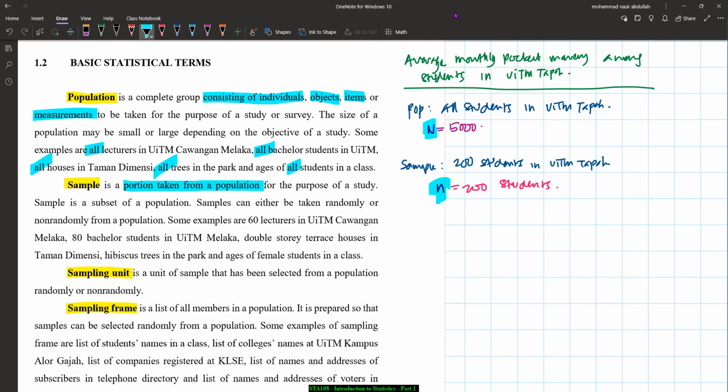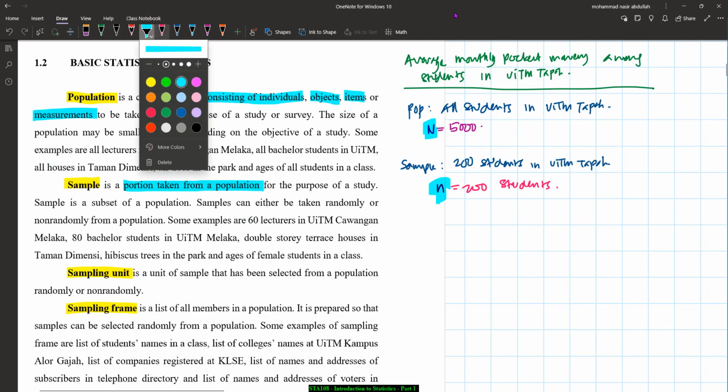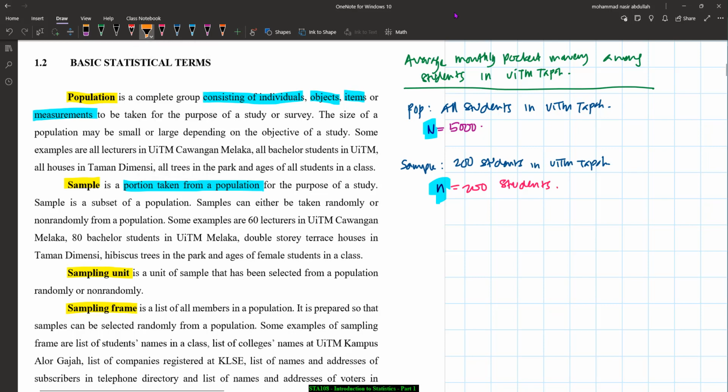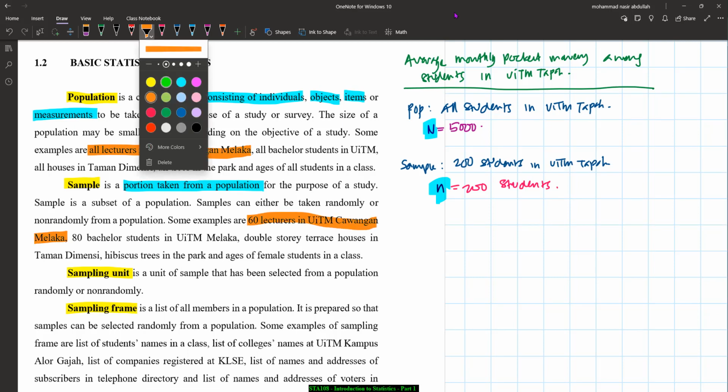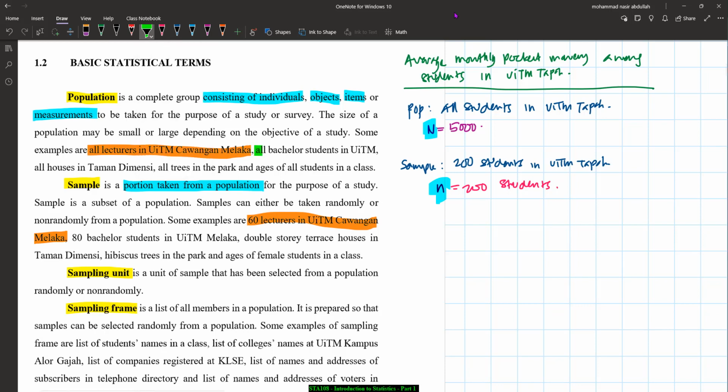Right, you can see here examples of sample: 60 lecturers in UiTM Cawangan Melaka. Let's say I put color codes here so it's easy to see. So this one, all lecturers in UiTM Cawangan Melaka, and a sample of 60 lecturers in UiTM Cawangan Melaka. All bachelor students in UiTM, and a sample of 80 bachelor students in UiTM.